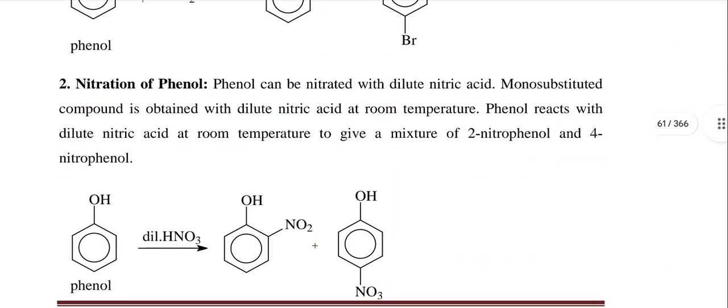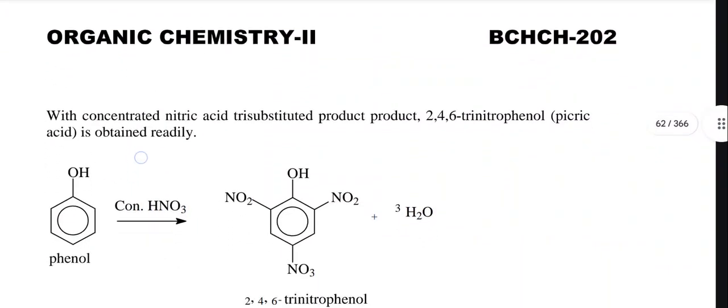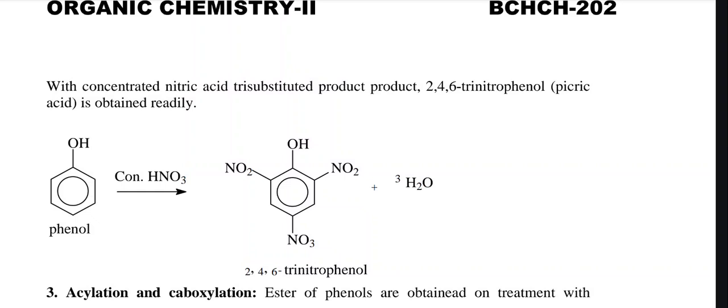Nitration of phenol. Phenol can be nitrated with dilute nitric acid. A monosubstituted compound is obtained with dilute nitric acid at room temperature. Phenol reacts with dilute nitric acid at room temperature to give a mixture of 2-nitrophenol and 4-nitrophenol. With concentrated nitric acid, the trisubstituted product 2,4,6-trinitrophenol, picric acid, is obtained.